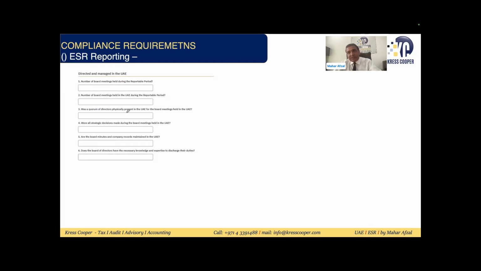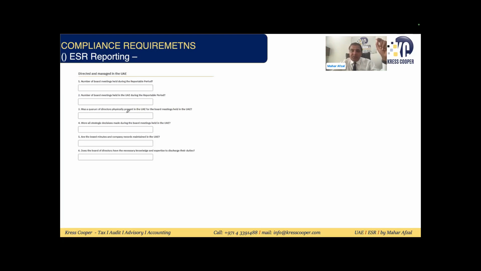You need to satisfy the ESR test. To satisfy the ESR test, we discussed three things. What are these three things? First thing is the core income generating activity test, CIGA. You have the core income generating activity within the UAE, or you have outsourced to a party, and that party has sufficient resources in the UAE. You need to satisfy the CIGA. CIGA is not applicable for the holding company business.